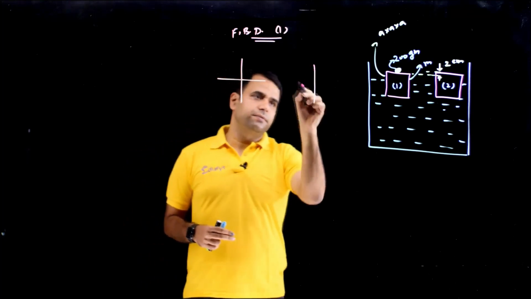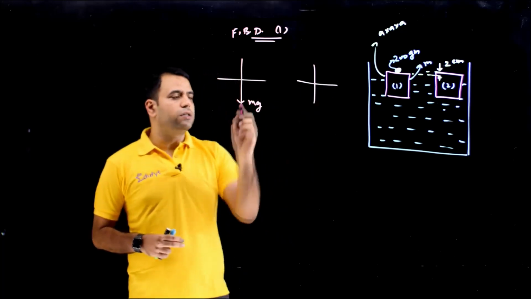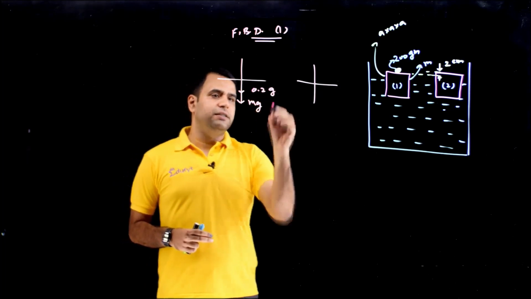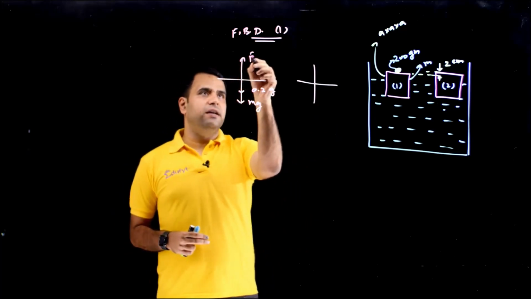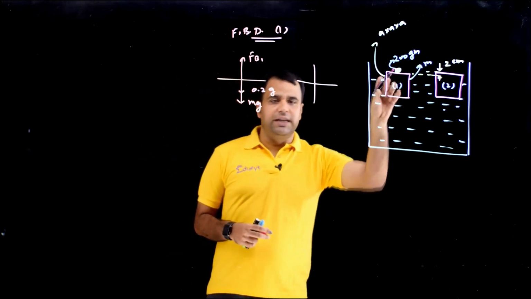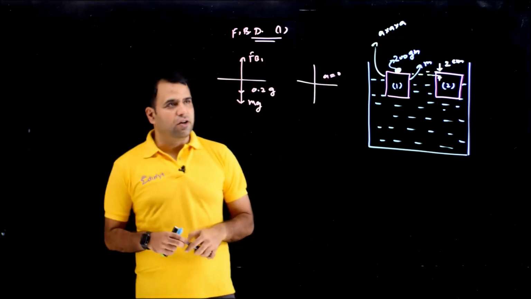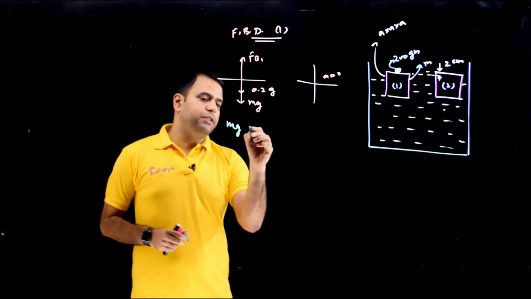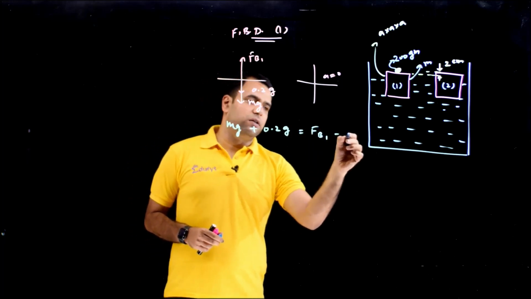There is this mg which corresponds to the cubical block. There is this m dash g, or we can say 0.2 g, which is coming because of the point mass 0.2 kg, and there is this FB1, because this FB is coming because of the displaced liquid here. In the second case it will be different, and the acceleration is 0, obviously, because the system is in equilibrium. So if I make the equation here, mg plus 0.2 g will be equal to FB1. That is my equation 1.